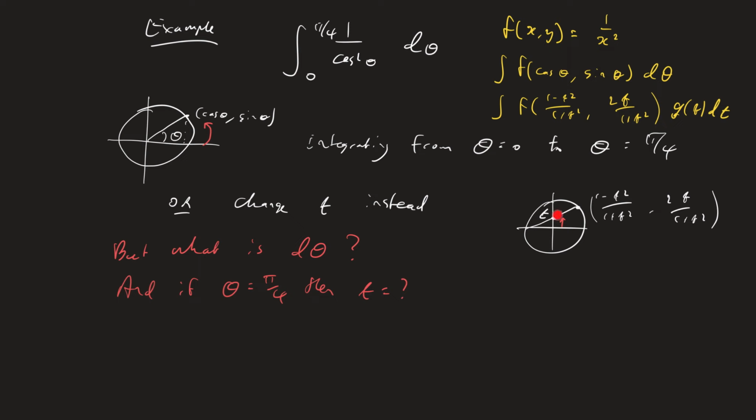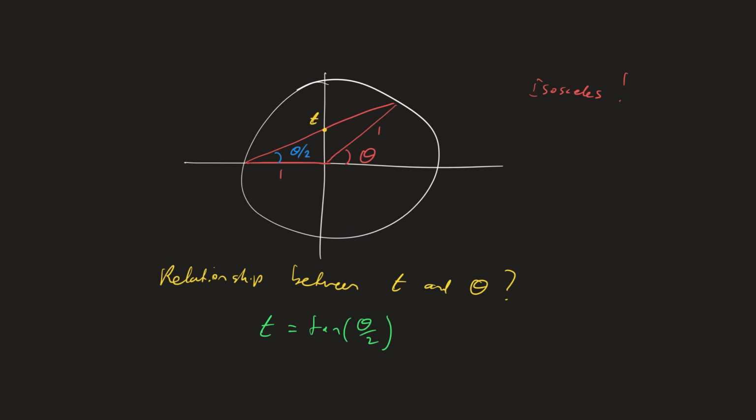T goes from what to what in order to trace out the same region of the circle. The trick to answering these questions is to notice in this diagram here, which we used to work out our parametrisation to begin with, that we actually have an isosceles triangle. Because this is a unit circle, both this length and this length are 1, making this an isosceles triangle.